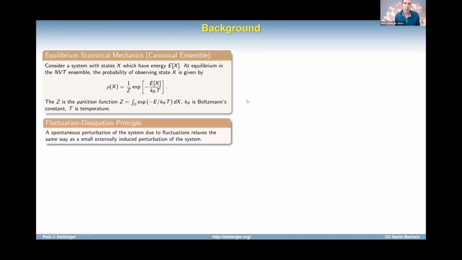Now, there's another thing that I'm going to leverage throughout my modeling, and that is the fluctuation-dissipation principle, which manifests in many different ways. But if you boil it all down, what it's really saying is that if you see a spontaneous fluctuation in the state of the system, we assume that spontaneous fluctuation relaxes back down to equilibrium the same way a small externally induced perturbation of the system would relax. So there's kind of a symmetry here. If the system spontaneously changes state, it's going to dissipate energy or relax back the same way as if I impose some external field. You could think about a magnetic field or something along those lines.